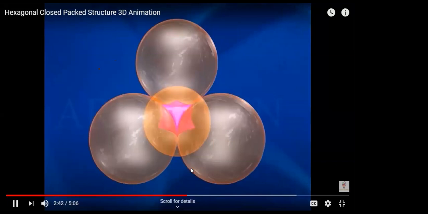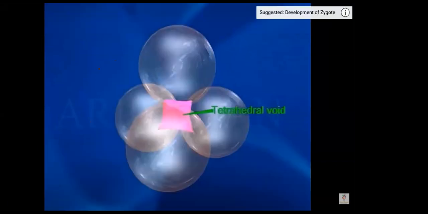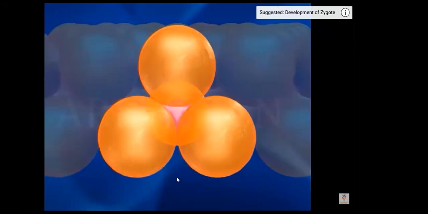Now at some places, the particles of the second layer cover the triangular voids of the first layer. At such places, a new type of void is formed. This void is surrounded by 4 particles and is called a tetrahedral void. Alternatively, at other places, the triangular voids of the first layer coincide.